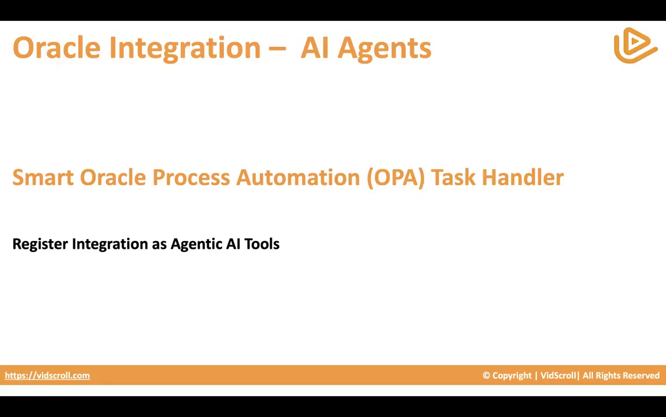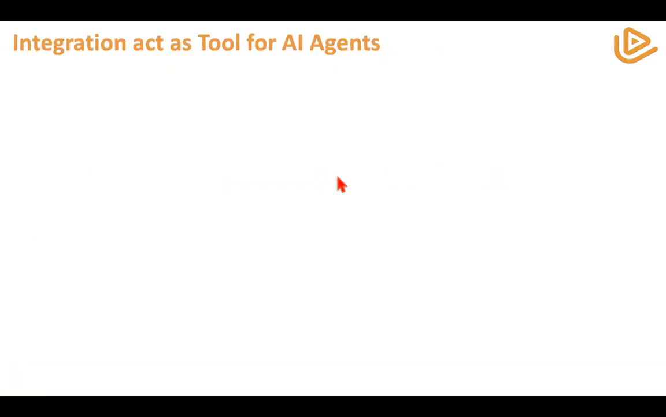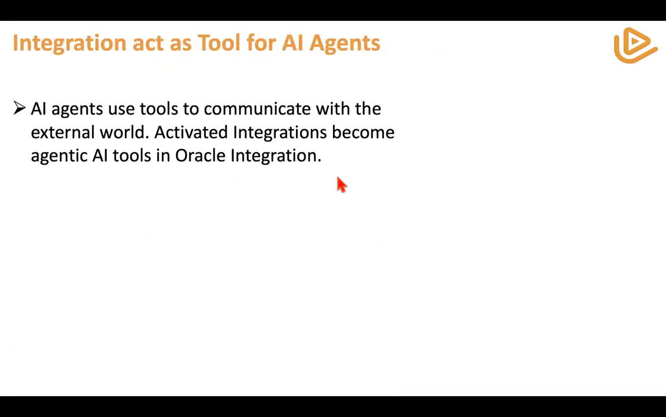Hi, welcome. In this video, we are going to look at how to register integrations as agentic AI tools. Tools are very important for agentic AI solutions. A tool is the one which actually calls your external applications or integrations. AI agents use tools, which are the main ingredient for agents. Without tools, AI agents cannot do anything. So an AI agent uses tools to communicate with the external world.